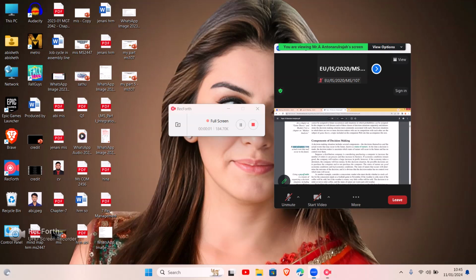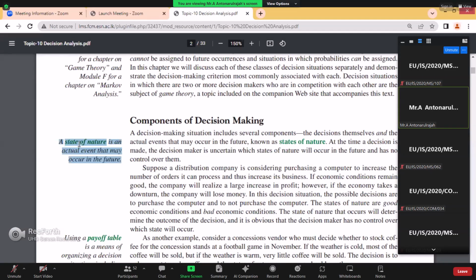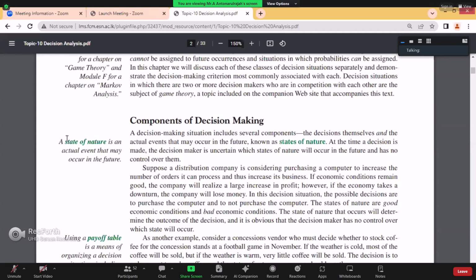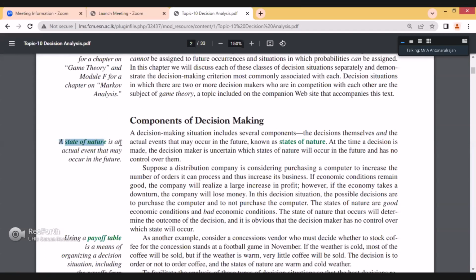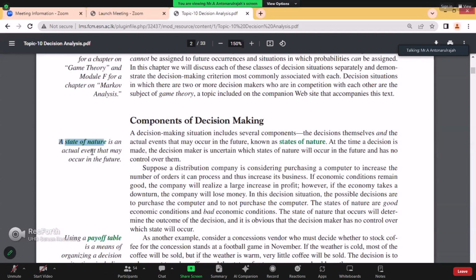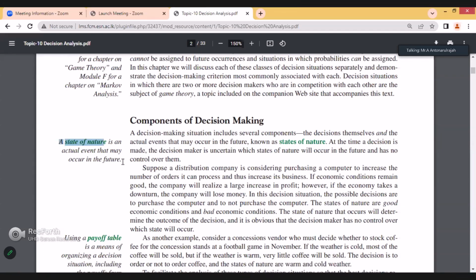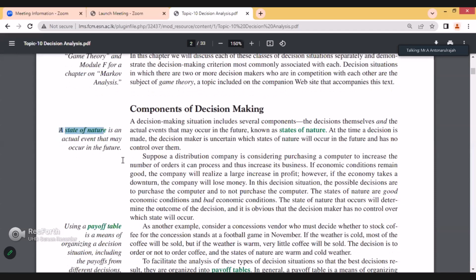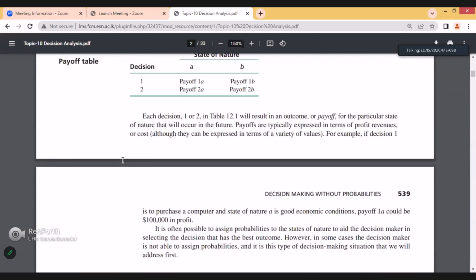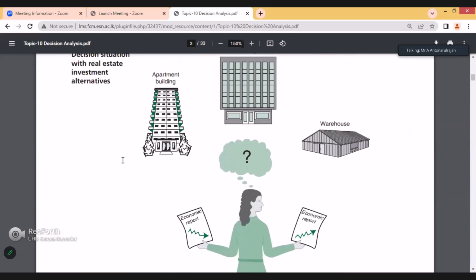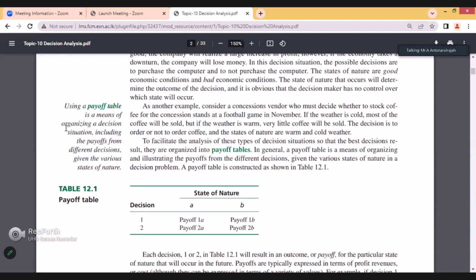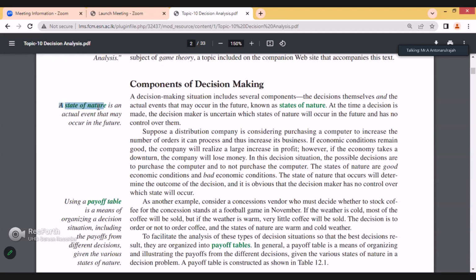Situation that may occur in the future. The state of nature is the actual event, whether it is an actual event or what may occur in the future. For example, the economic conditions, good economic conditions or bad economic conditions. There are chances of both happening.